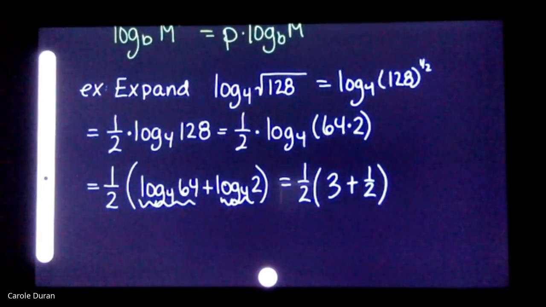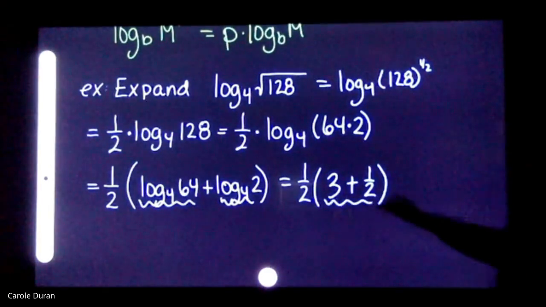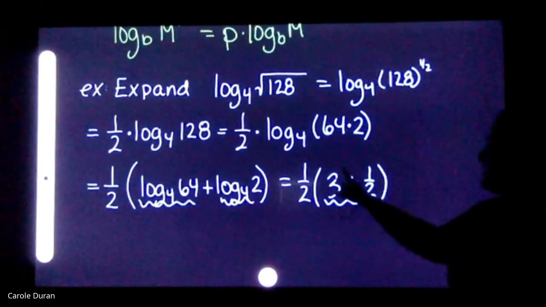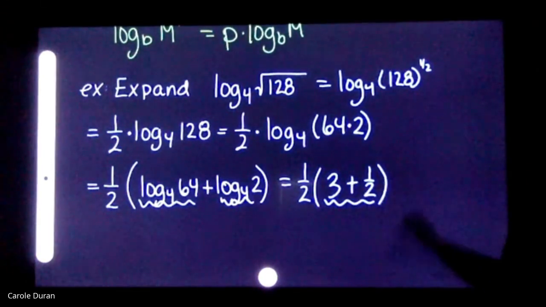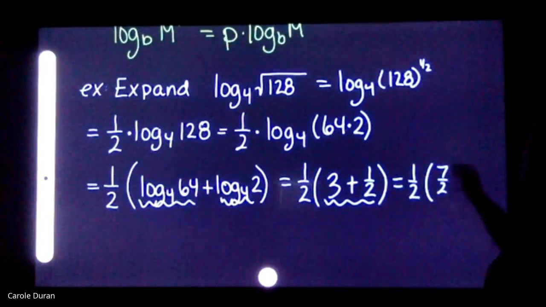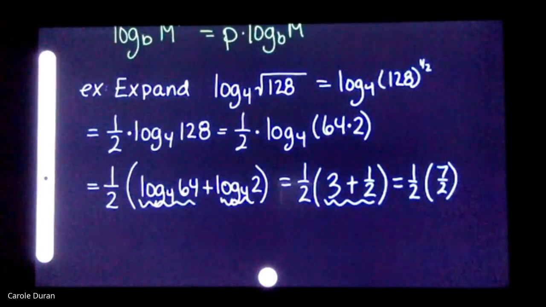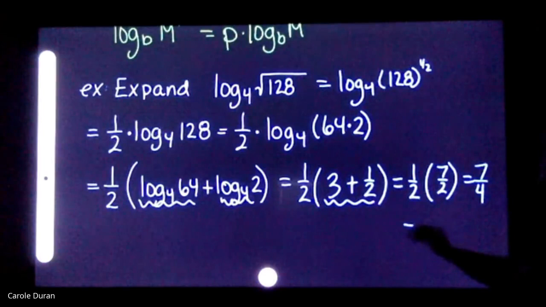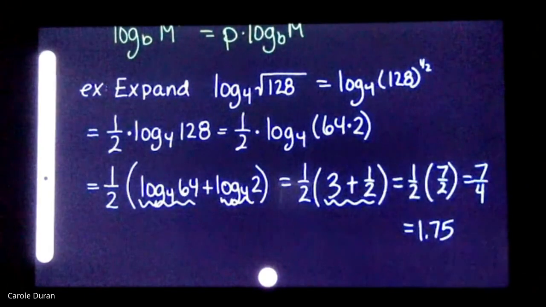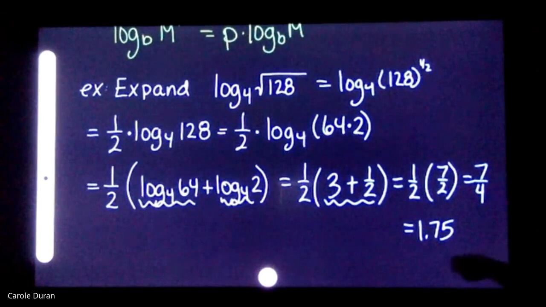In order to finish solving this, I need to put together the 3 and the 1/2. I like to do it as a fraction. So this is the same as 6 halves plus 1/2, which is 7 halves. And then I just go ahead and multiply them together to get 7/4, which is 1.75. So that means that log base 4 of the square root of 128 equals 1.75.